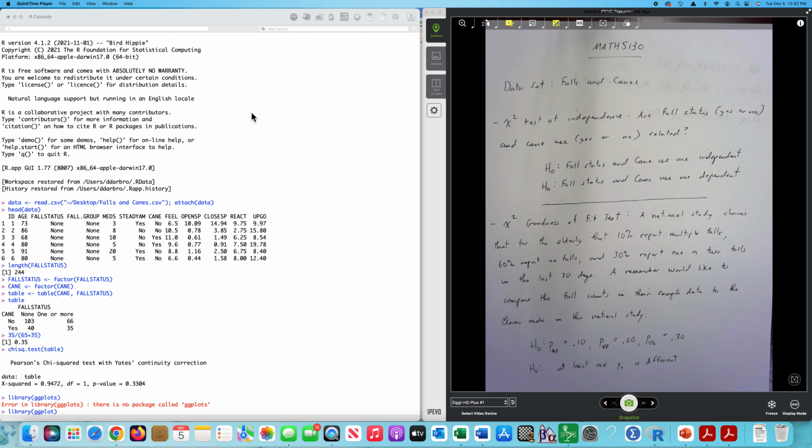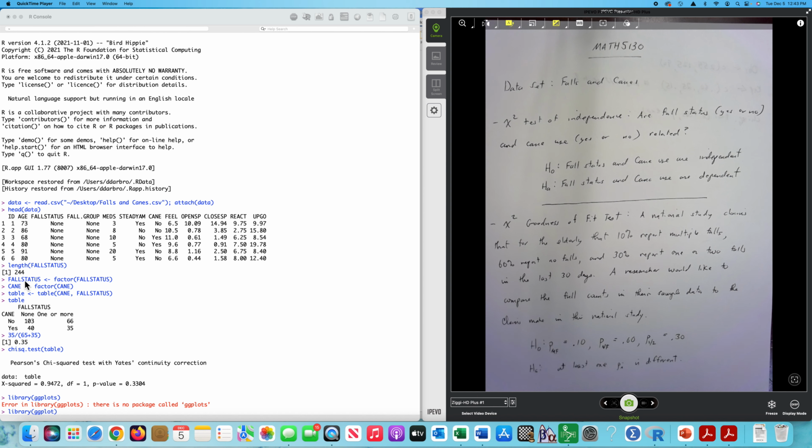The data set that I have opened up in R, which you'll have access to, is called falls and canes. There's a lot more going on in the data set than just falls and cane: patients reporting falls and patients reporting cane use, Upgo, reactor. We've seen this before. We can see that the sample size is 244. Again, I can find the sample size by just taking the length of any of the variables.